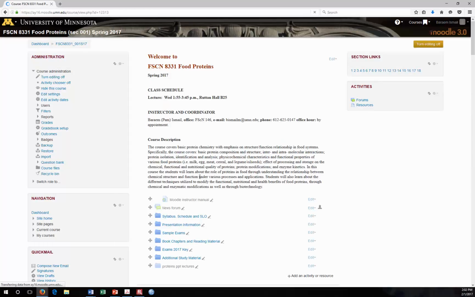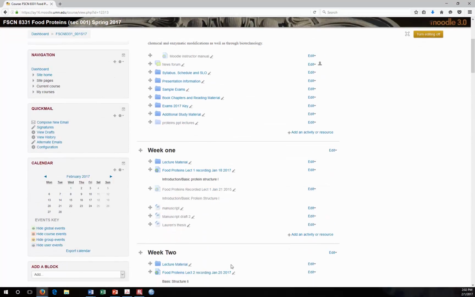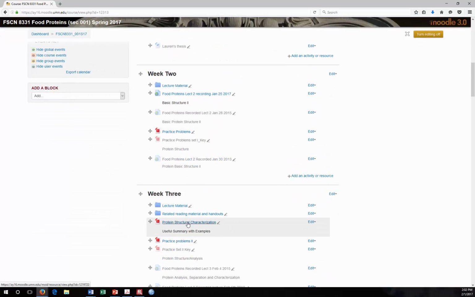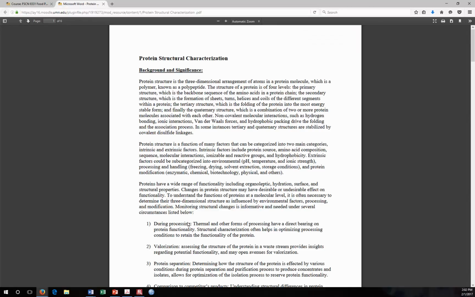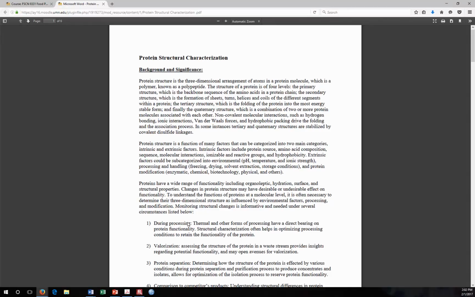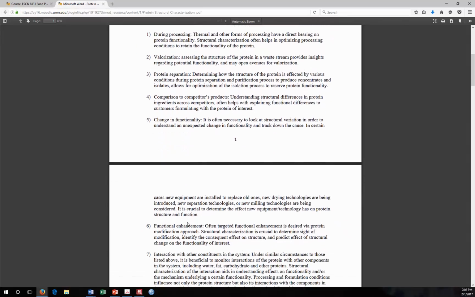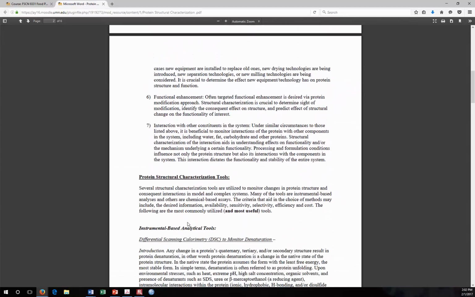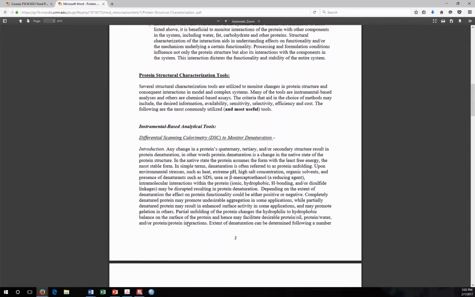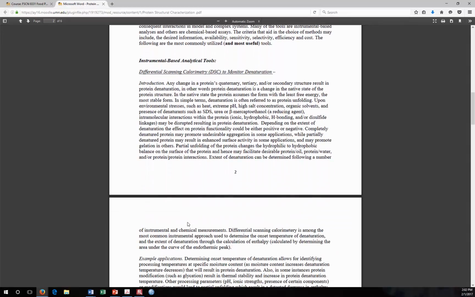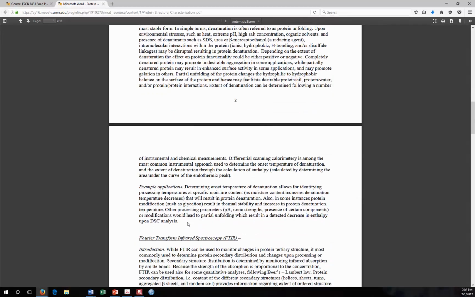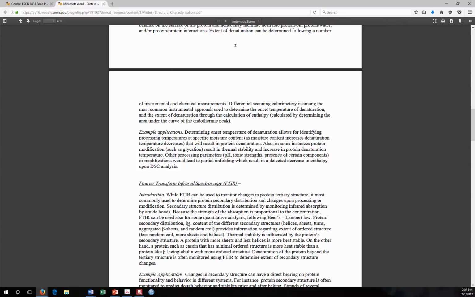So there is additional information here. And in addition to that, I've recently created a document that would be helpful for this week. It is related to protein structure characterization, with some examples of when it's needed or done, and then the most common tools that are used. Again, I'll talk about most of this in class, but this is just more background information. Okay, so close out of this.